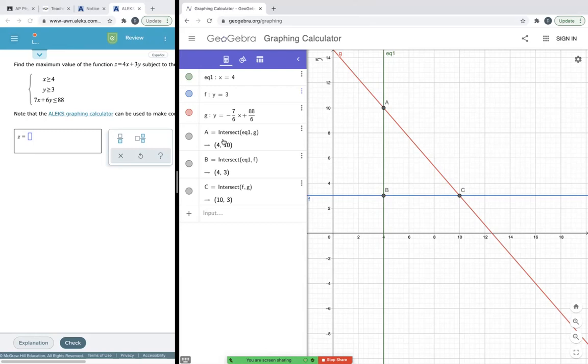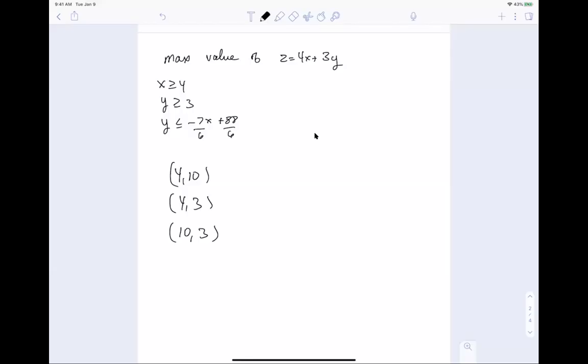So I have 4, 10, 4, 3, 10, 3. Okay, so now I've written that down. And then I'm going to stop sharing that. I'm going to share my iPad screen and hopefully it works. I pray that you can see that.